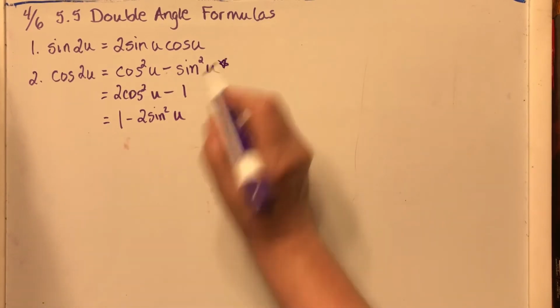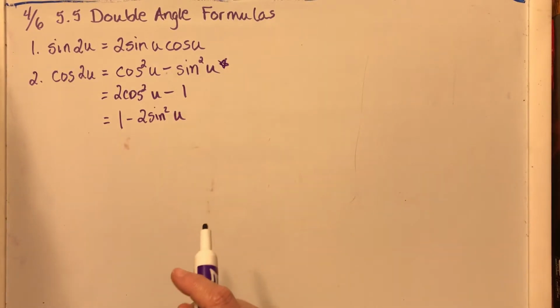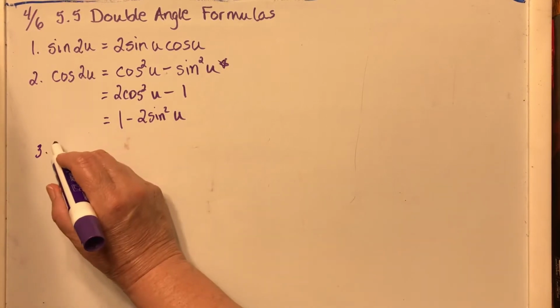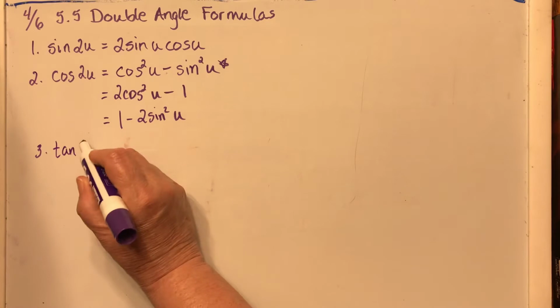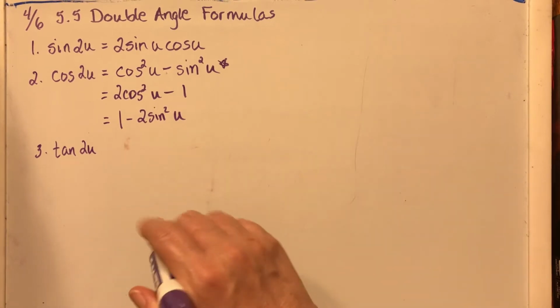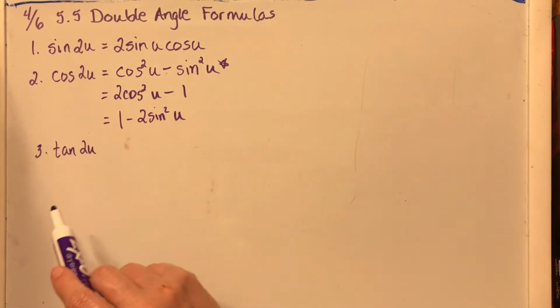But I'll tell you right now, the one I use most often is that first one, cosine squared u minus sine squared u. And then the third formula we're going to look at is the tangent of 2u. And there is a specific formula that uses the tangent of an angle, but remember we've learned a long time ago that tangent is just sine over cosine.